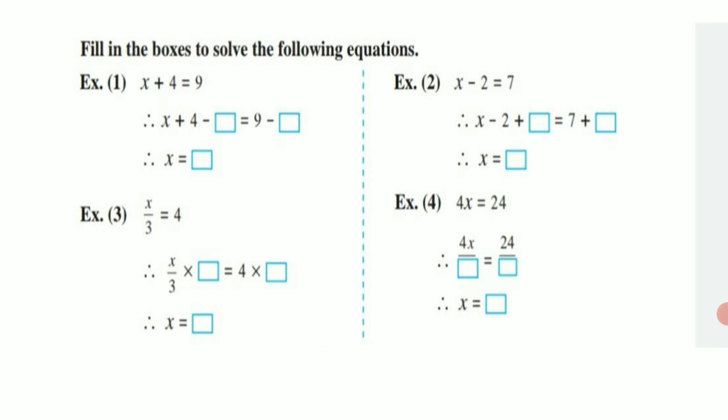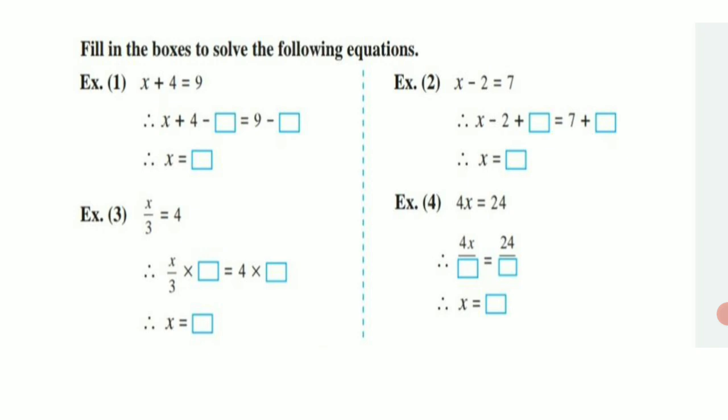Example number 4, 4x is equal to 24. 4x upon box is equal to 24 upon box. If we put the number 4 in the boxes, we get x is equal to 6.